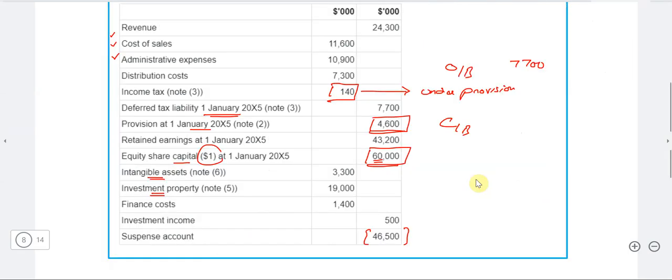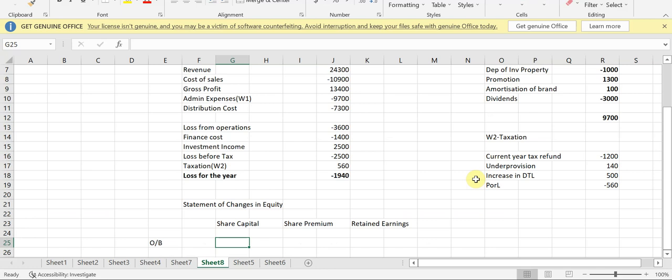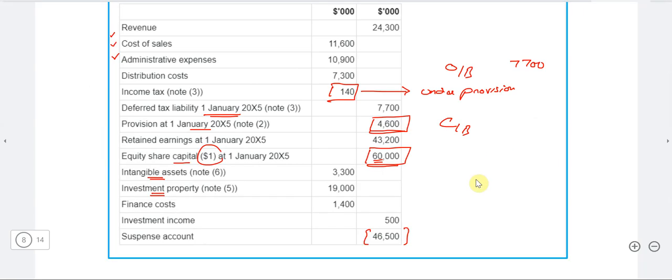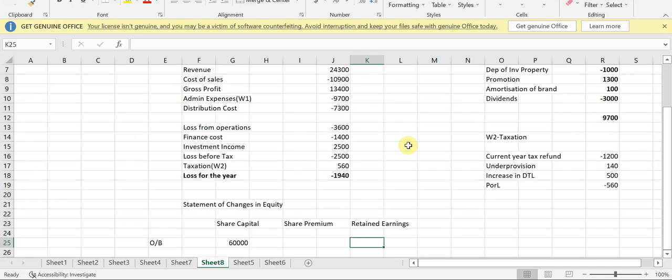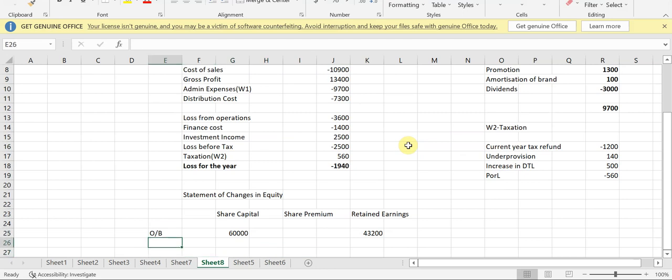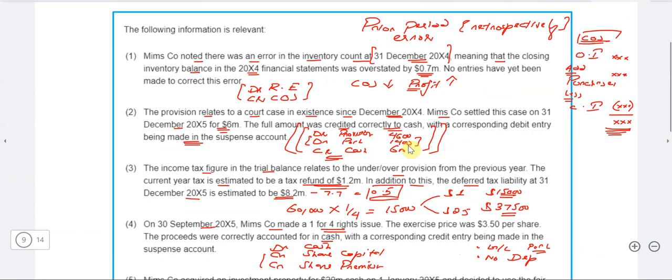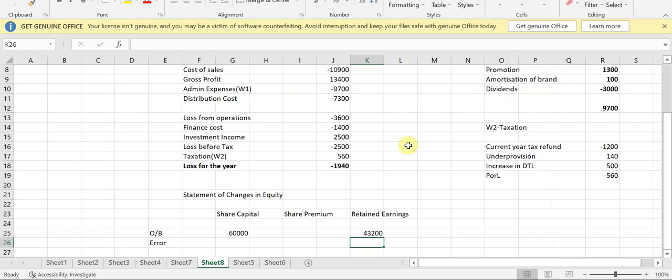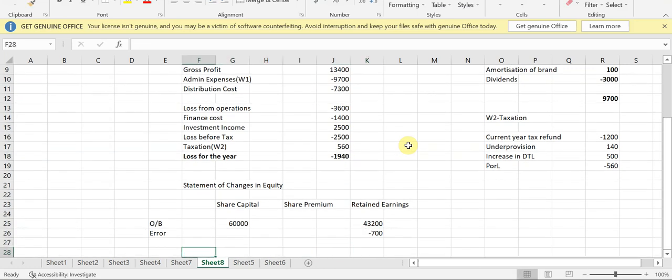So let's take the share capital balance. Opening balance was 60,000. Share premium, there was no opening balance, so just skip it. And in the retained earnings, yes, it's 43,200. Okay, first of all we need to adjust the error, prior period error, in which we discussed that retained earnings should be reduced by 700. So it was 700. Okay, then we have the restated balances.